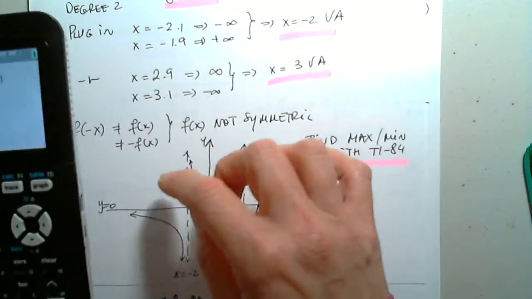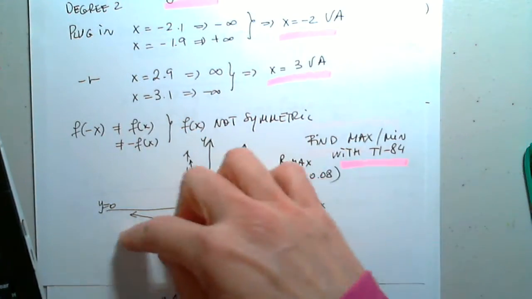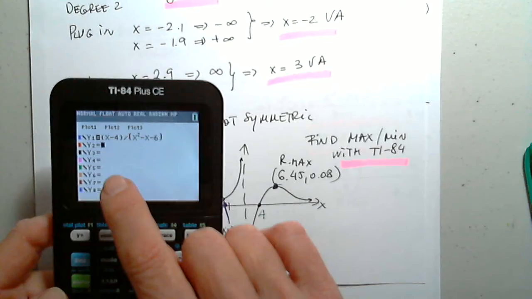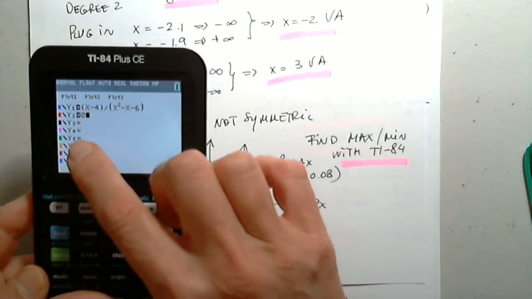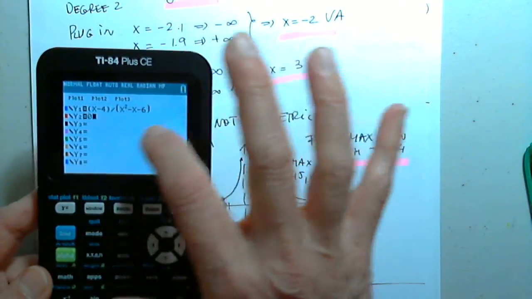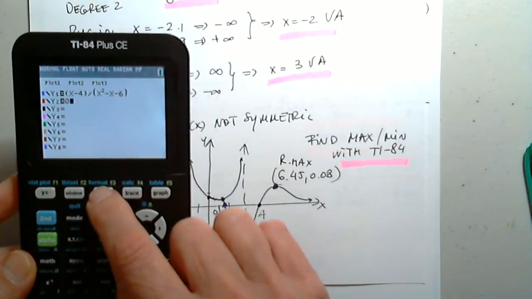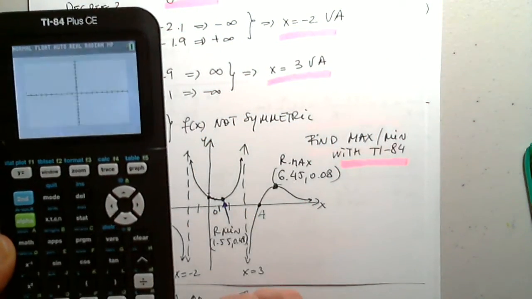But if we have a horizontal asymptote at 2 or negative 1 or negative 3, you have to enter it as another function. Just remember there is no need in this case because it will be the x-axis. So now I will use the standard zoom, ZStandard 6.